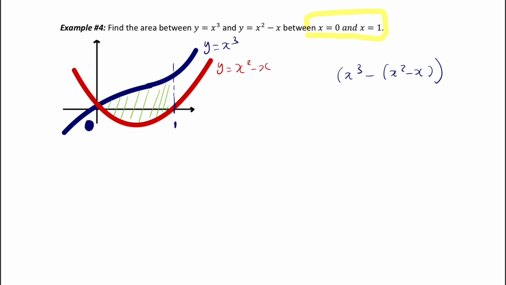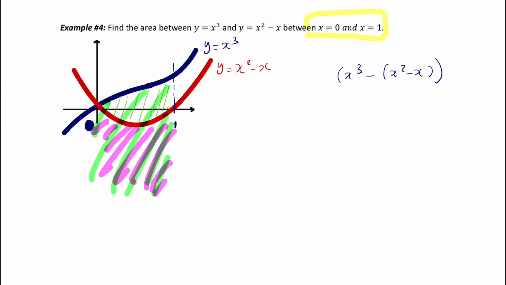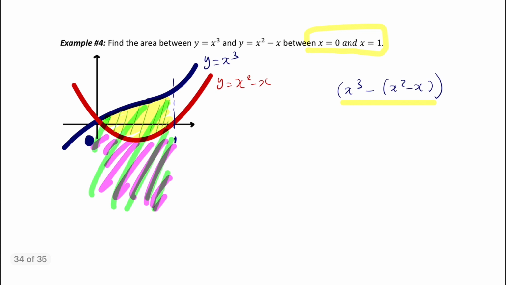So once again, we know that the area under y equals x cubed between x equals 0 and x equals 1 is this part here, okay? If we subtract y equals x squared minus x between x equals 0 and x equals 1, which is this part, we can calculate the area between the two functions between 0 and 1, which is the yellow part, okay? And the complete equation will be the integral from 0 to 1 of x cubed minus (x squared minus x) dx, right?